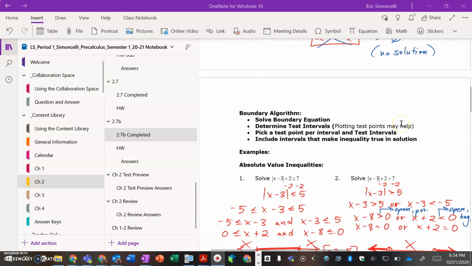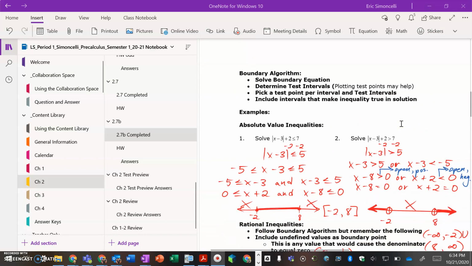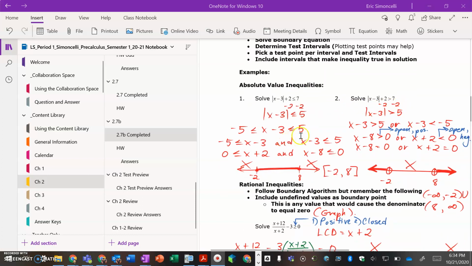The boundary algorithm. Now you may recall we've already touched upon the boundary algorithm, wherein we did use, as we discussed, test intervals. Plotting test points may help. Pick a test point per interval, test the intervals, and then include the intervals that make the inequality true. I encourage you to take a look at these two examples to start with on your own. These two examples nicely convey the same ideas that we've discussed in the past with polynomial inequalities when we spent time back a few sections ago.